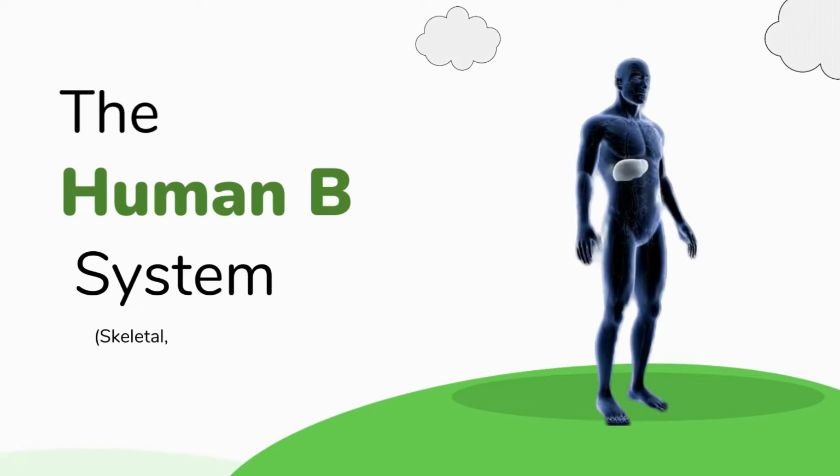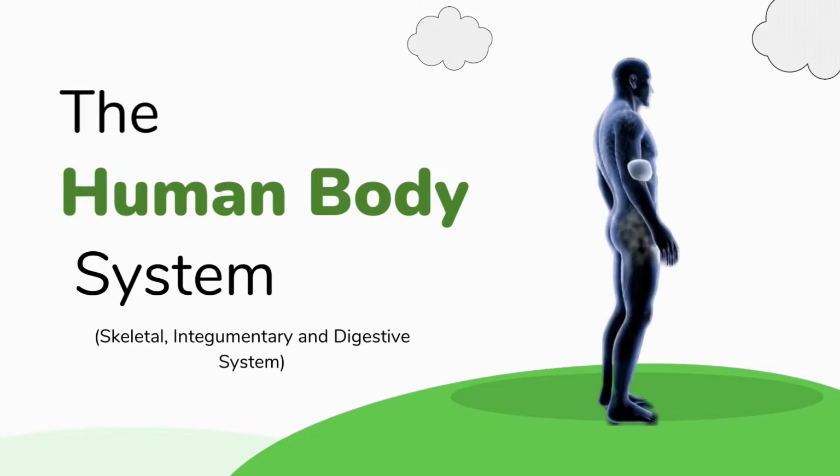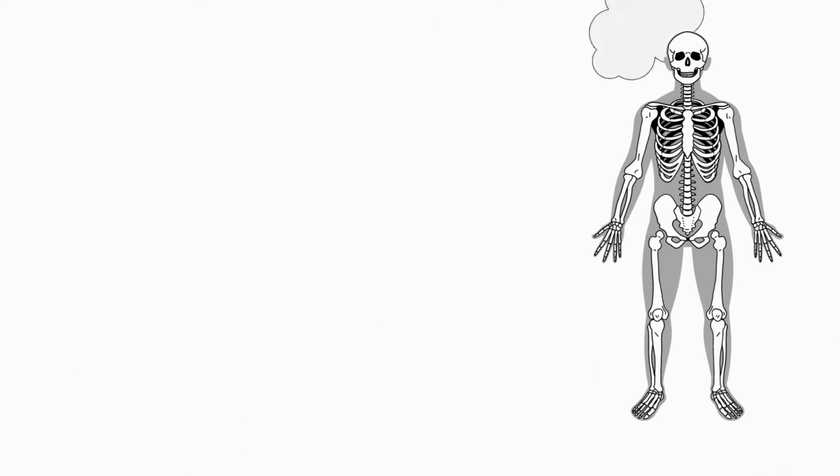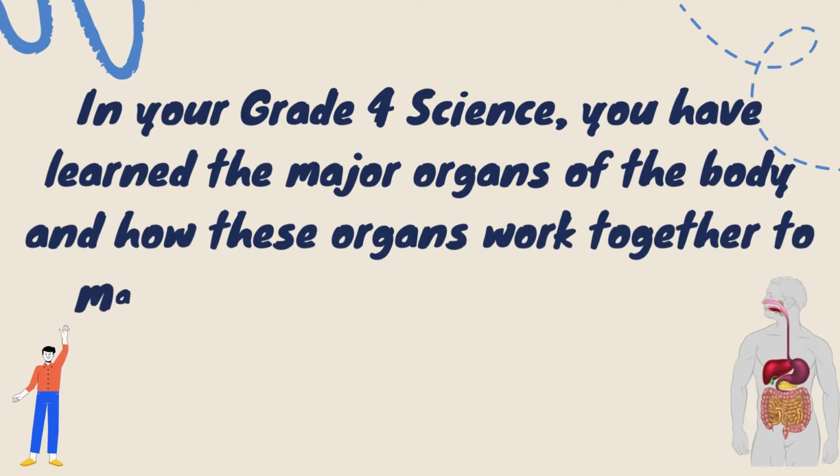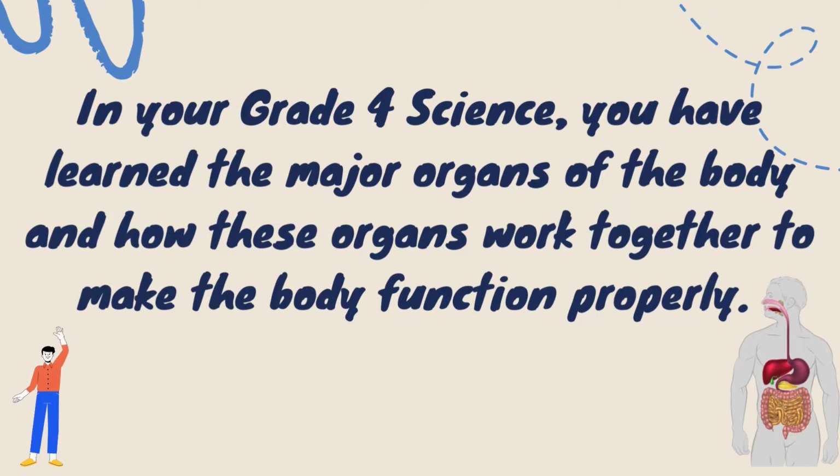The human body systems: skeletal, integumentary, and digestive system. The skeletal system. In your grade 4 science, you have learned the major organs of the body and how these organs work together to make the body function properly.